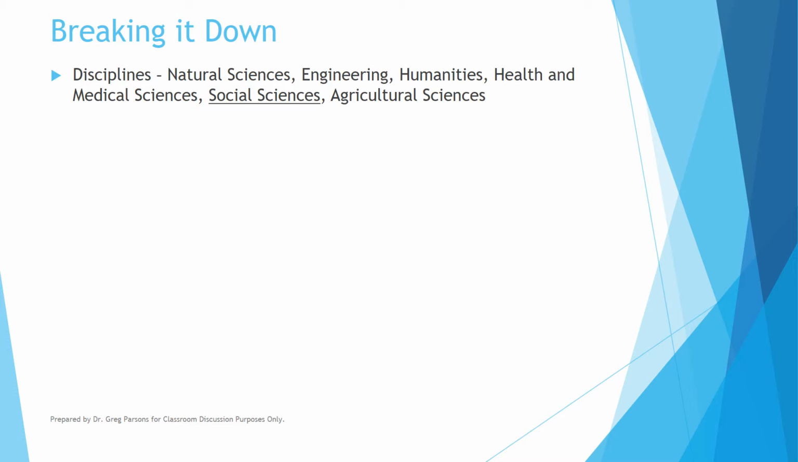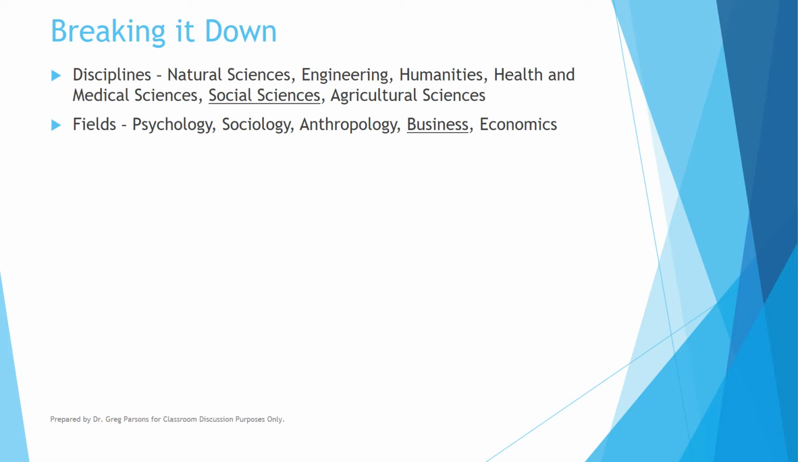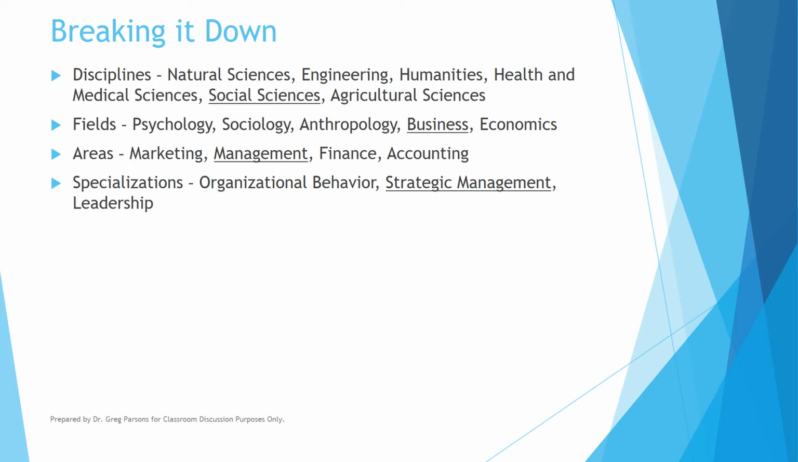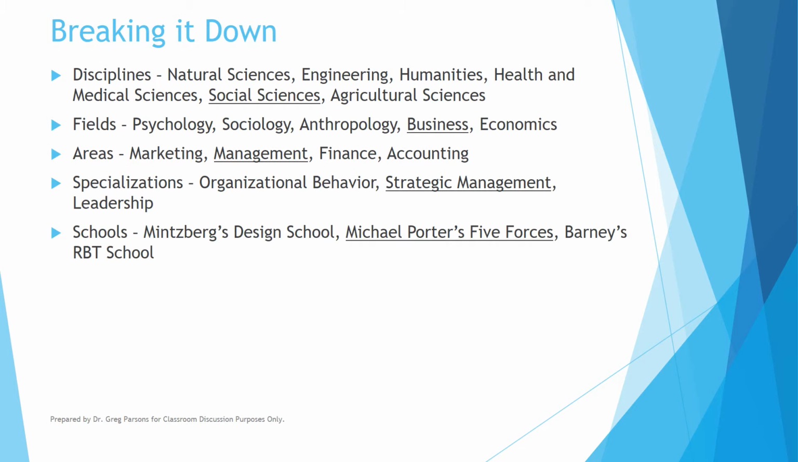So if you go to a normal university and you look around at all the different buildings, you'll see labels, titles on them. So you may have the natural sciences school, the engineering school, the humanities school. Business is usually put in the social sciences area, along with psychology and anthropology and economics. And then as we break business down a little further, we have specific areas such as marketing and management, finance and accounting. Then within those, for example, within management, we have specializations. So we have specializations in organizational behavior, strategic management, leadership, and so on.